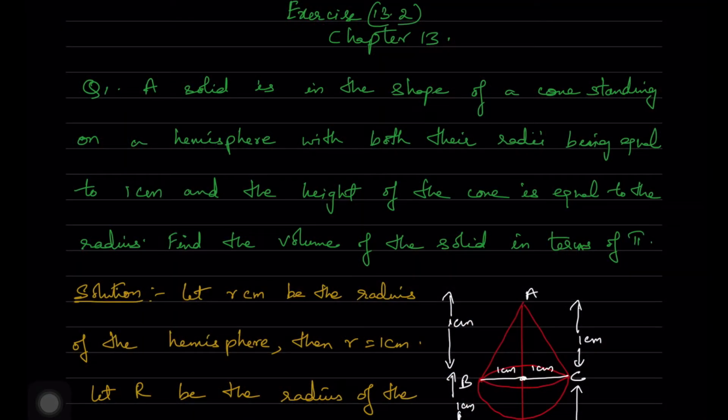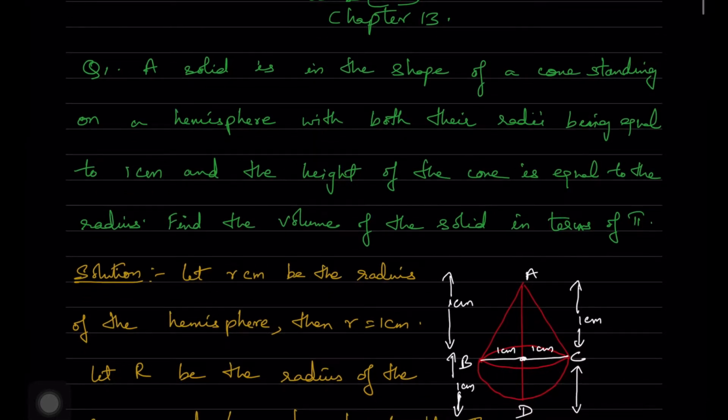Exercise 13.2, Chapter 13, Surface Areas and Volumes. A solid is in the shape of a cone standing on a hemisphere, like in this figure, with both their radii being equal to 1 centimeter and the height of the cone is equal to the radius. Find the volume of the solid in terms of pi.